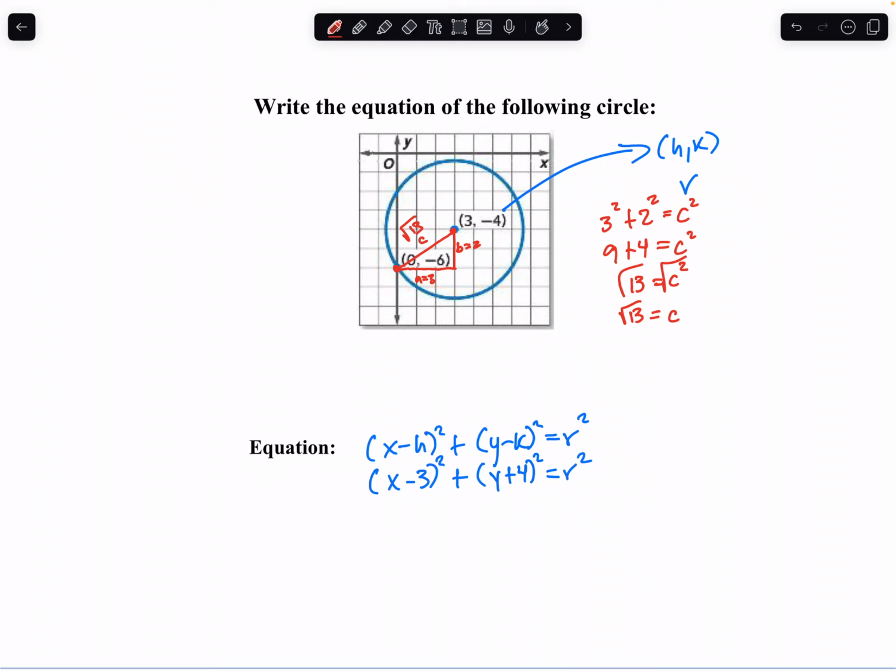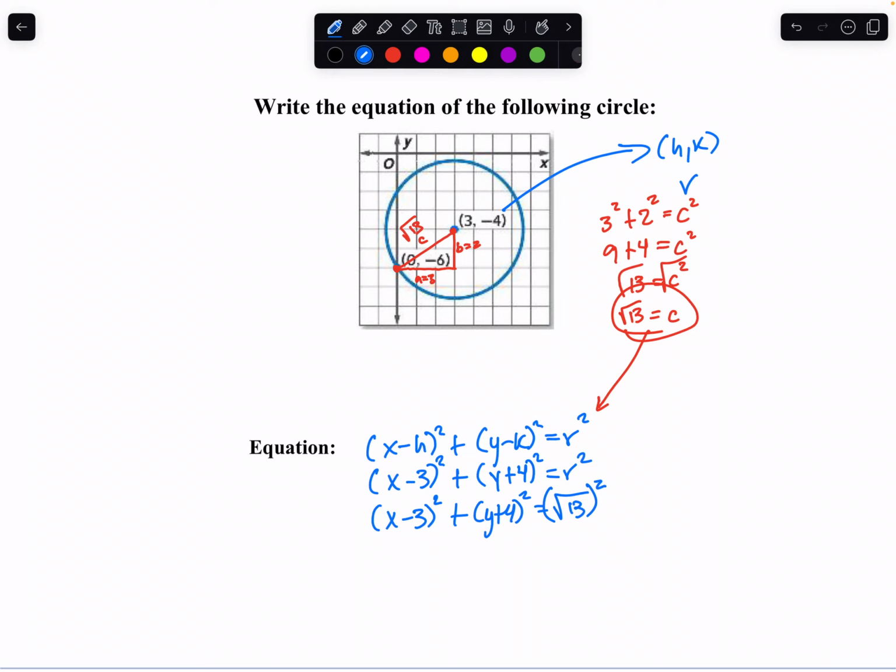Now that I have the radius, I can plug my radius into my equation. The radius will always be squared as part of the equation, right? So what happens when we square that part? What happens when I square the radius? I have x minus 3 plus y plus 4, this hasn't changed, equals the square root of 13 squared. And yes, the square root and the square should cancel each other, they're inverses.